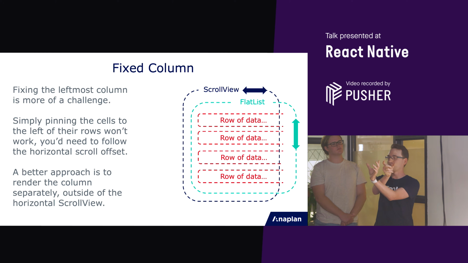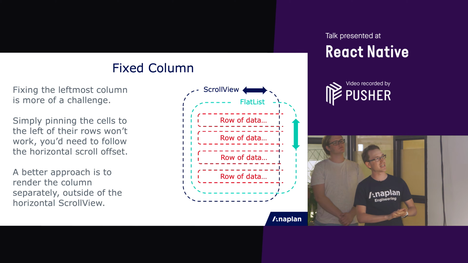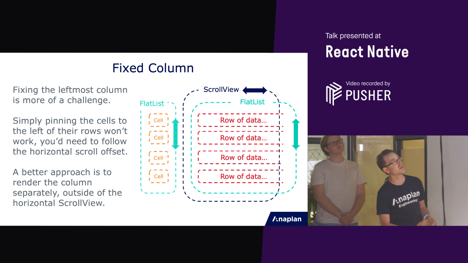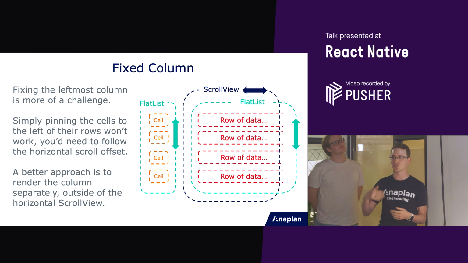In which case you have to start doing all sorts of maths to offset where that cell is absolutely positioned to be back inside the viewport. And it gets a bit horrible. So what we can do is actually, let's have another flat list. Let's put something next to our scroll view, which is going to contain those first cells, to stick them in place on one side.